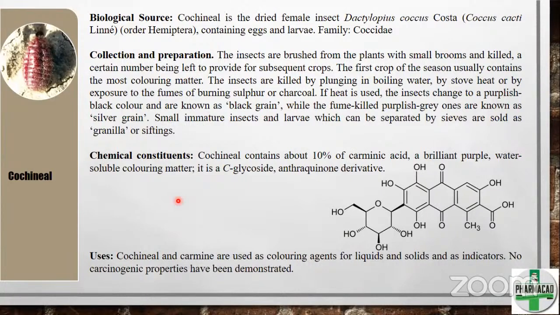nature. Okay. So, small immature insects and larvae will be separated by seeds, which are known as granula or siftings. Now, the major chemical constituent is carminic acid, which is a brilliant purple water-soluble coloring matter. It is a C-glycoside anthraquinone derivative.